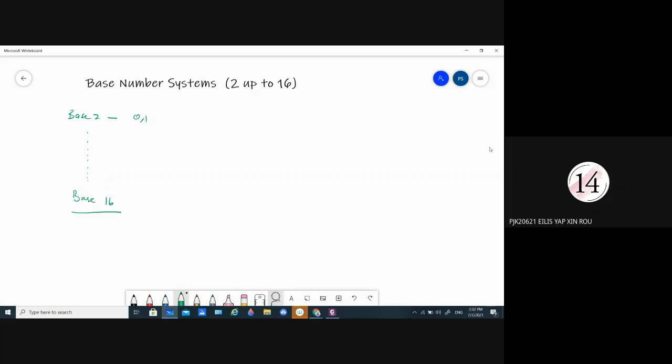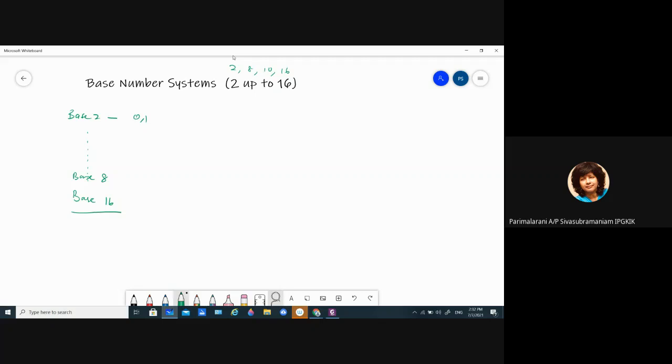Of course, the popular ones are base 16, base 8, and base 10. Base 10 is what we are using now. So the popular systems are 2, 8, 10, 16. Okay, all this we must know. The rest also, once you know the overall formula, you know how to do any base.